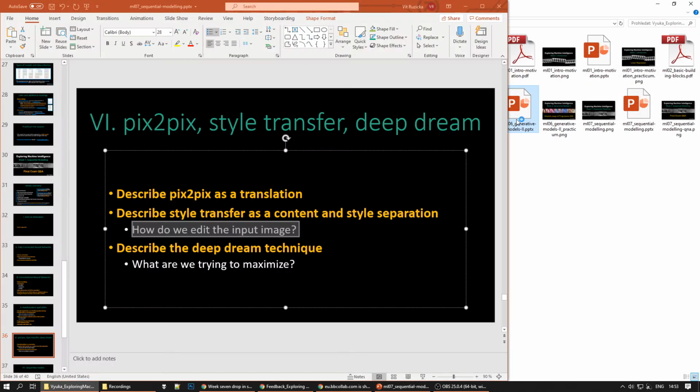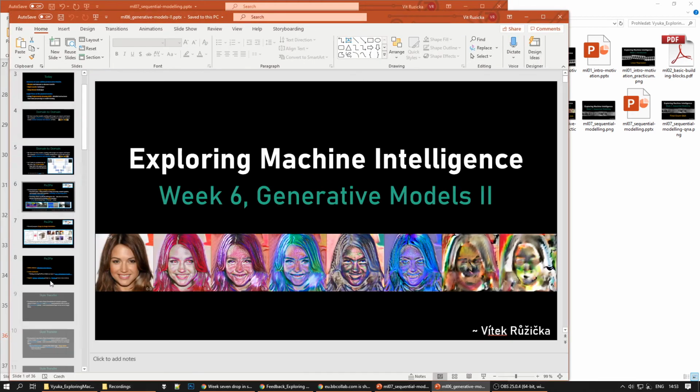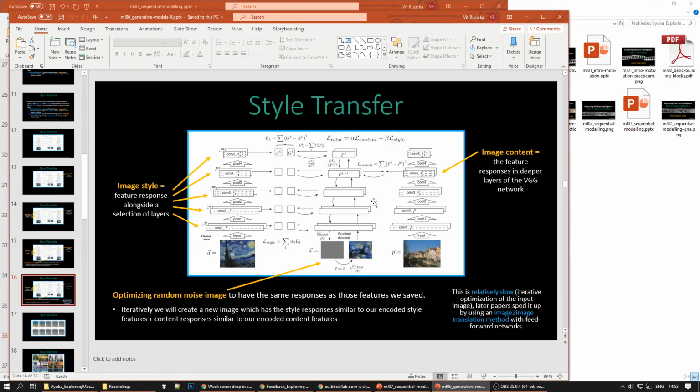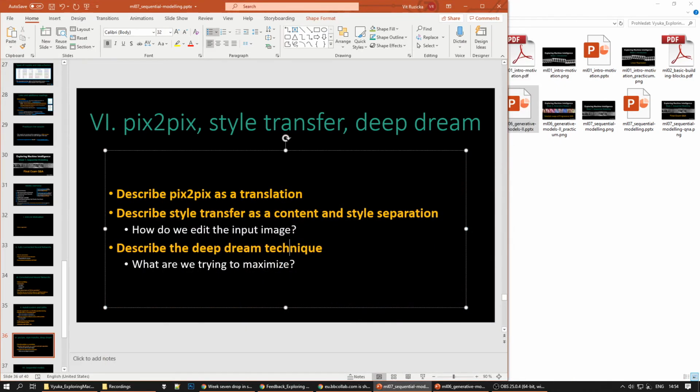Okay. I agree that we didn't go too deep into that, but roughly speaking, we have some features extracted from a target style, and some features extracted from a target content, and it doesn't really matter at which layers we are comparing what. The important shift from the previous methods is that we are editing the original input image and iterating to make it fulfill some task somewhere in the network. Okay, which brings us to the last technique we talked about, which is the deep dream technique.